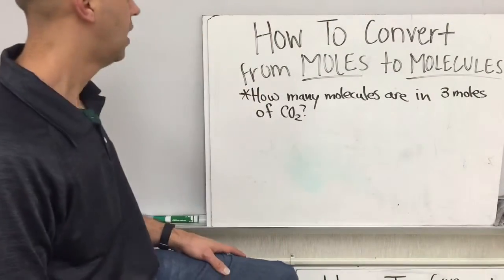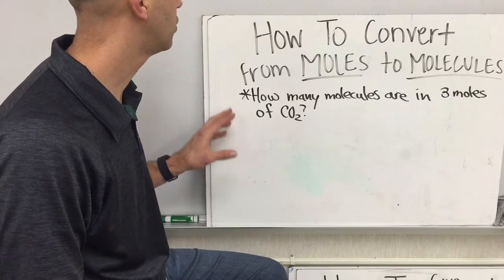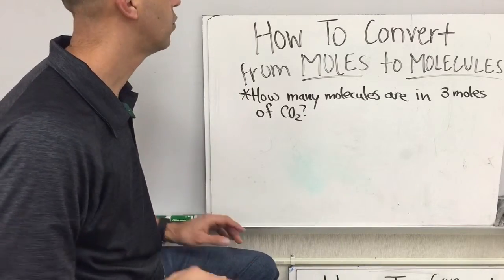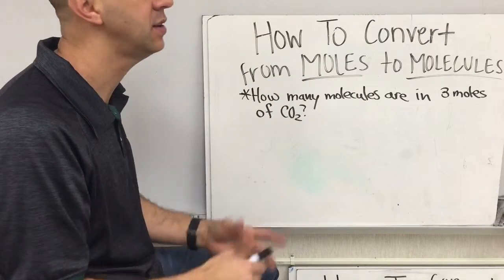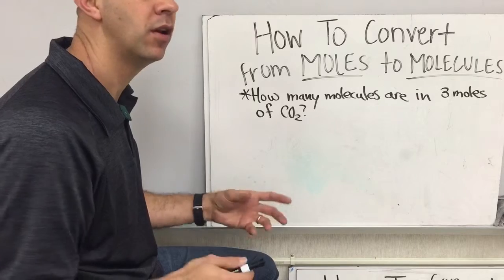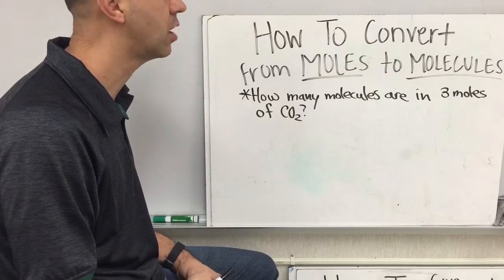Hi. So now what we're going to try to do is I'm going to show you how to do a conversion from moles to molecules. Now remember, a mole is like a dozen. It's like a group of things, and molecules are the things that we're talking about. And molecules are like people. They have little things that are added together to make who they are.